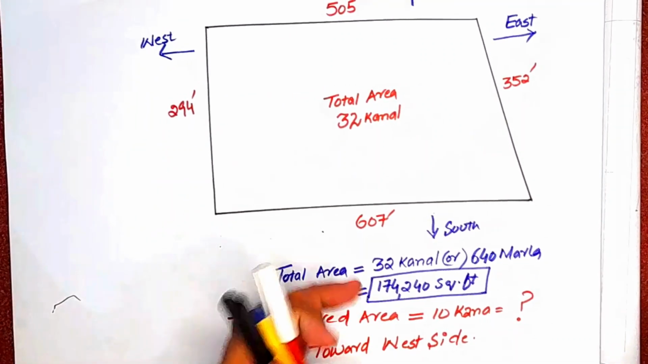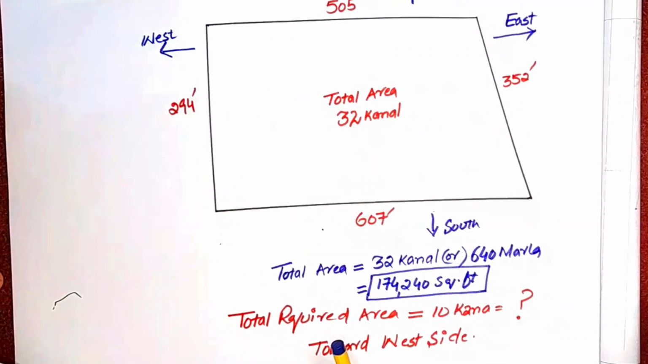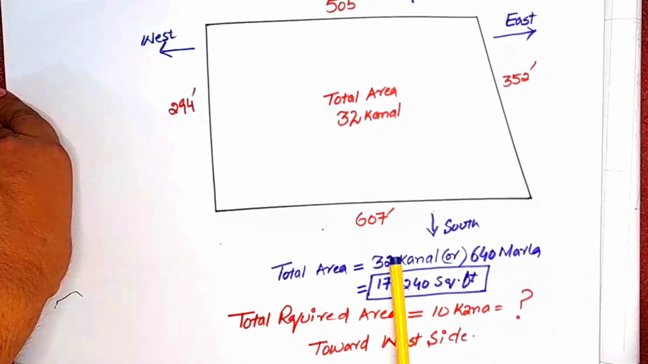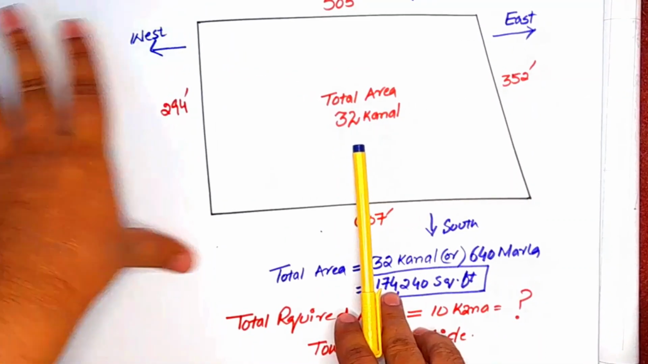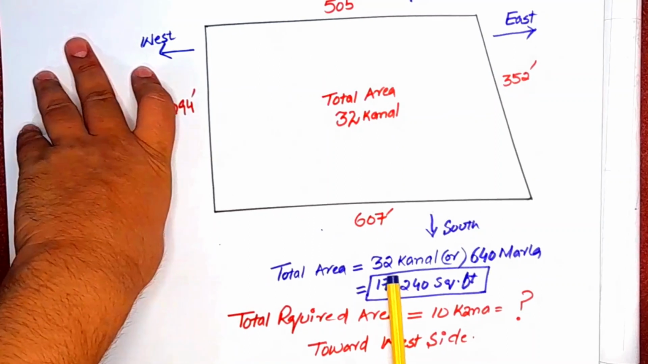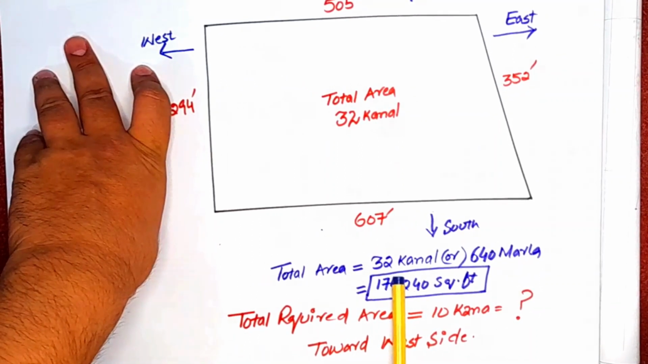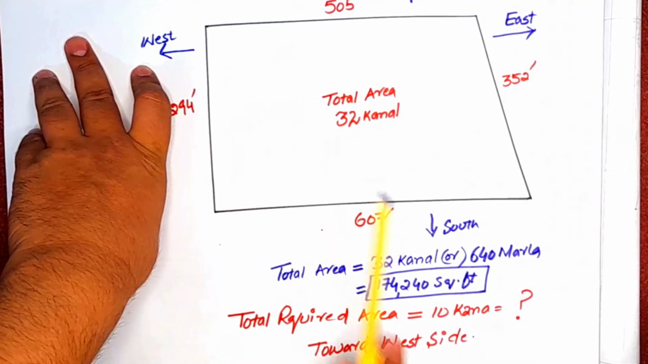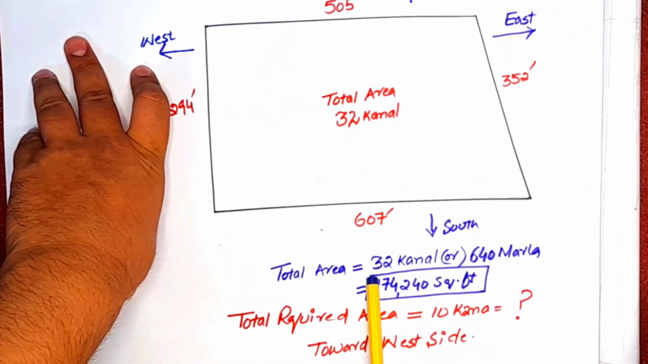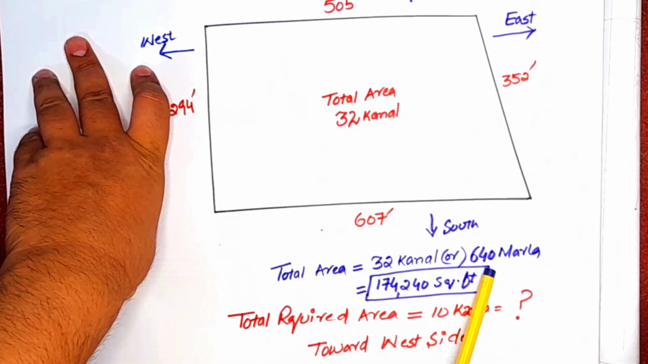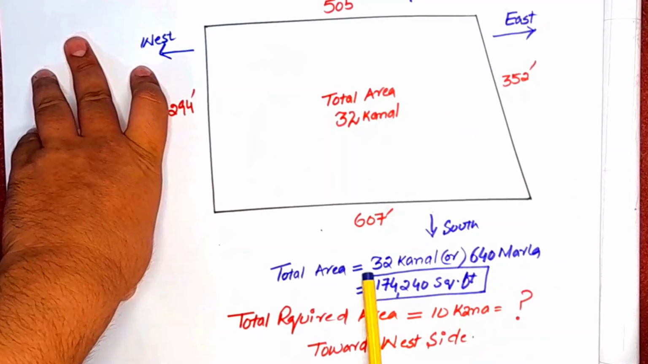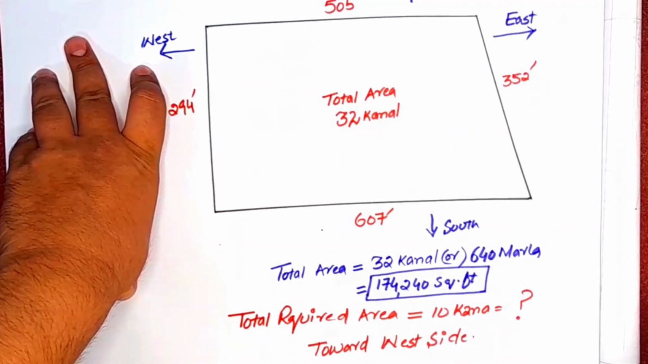The area of the plot is 32 canal. There are 20 marlas in one canal, so it will become 640 marlas in the total 32 canal area.